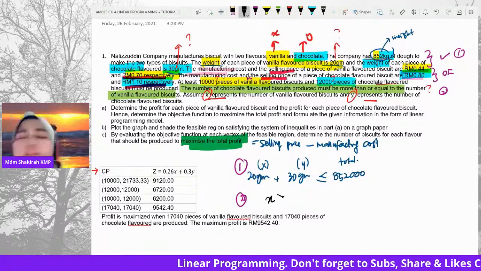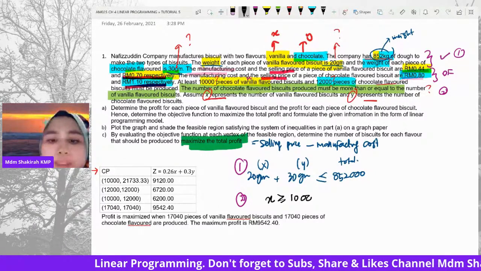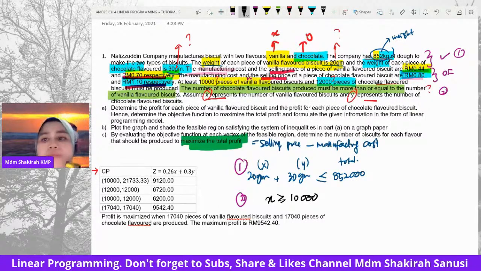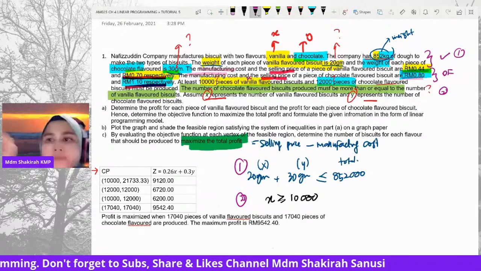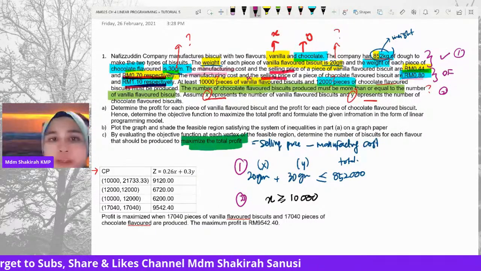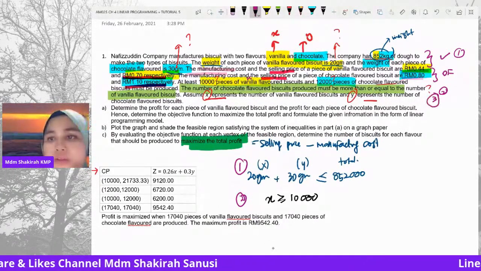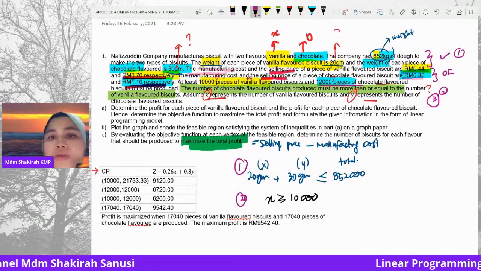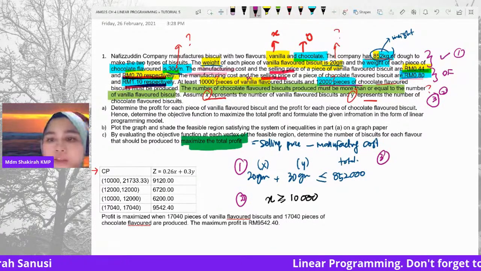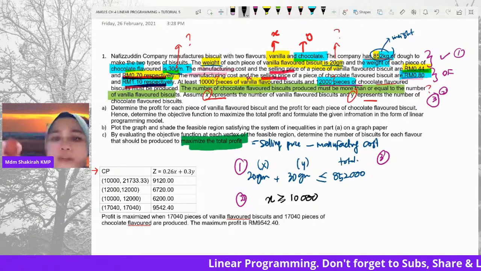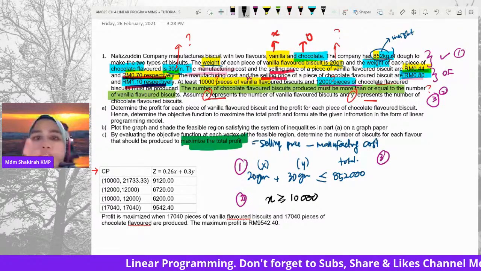At least bermakna lebih besar sama dengan. Okay. Alright. That is number 2. Next one. Number 3. 12,000. Okay. Medium. Kenapa medium buat X dengan Y assassin? Sebab dia cerita pasal spesifik X and spesifik Y.